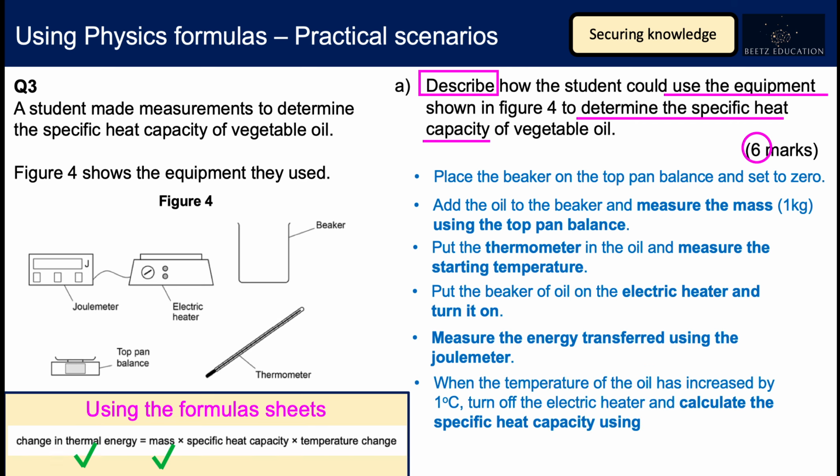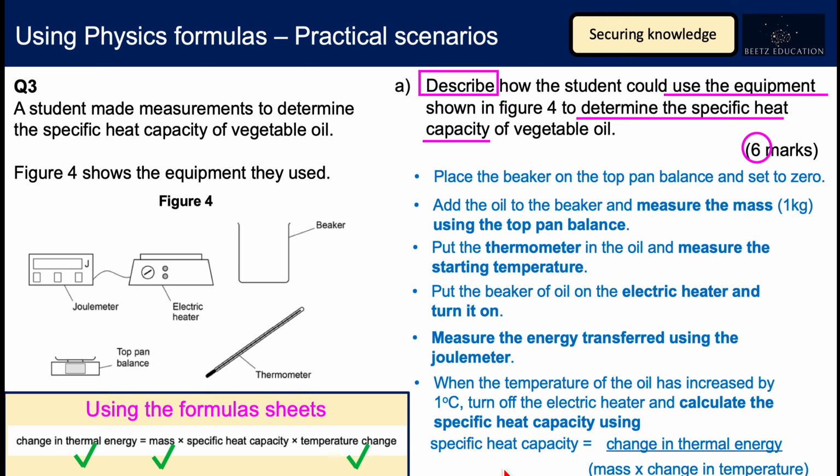When the temperature of the oil is increased by 1 degree centigrade, so I've referred to temperature again, and that's the change there, 1 degree centigrade, I would then turn off the electric heater and then I can calculate the specific heat capacity by rearranging that equation as shown here. I've mentioned the temperature change and I've mentioned the specific heat capacity. So I've built my entire answer around that equation, and all I've done is refer to the quantities and how I would measure them with different bits of equipment. Now that's a model 6 mark answer.